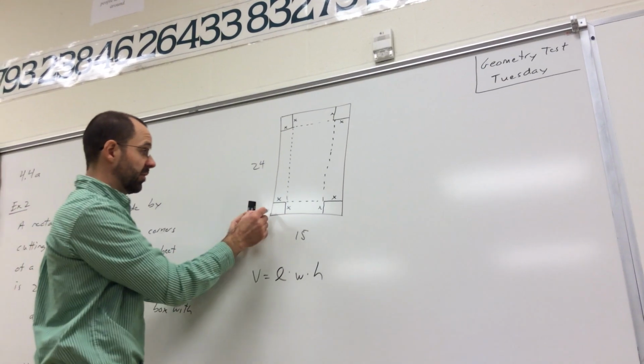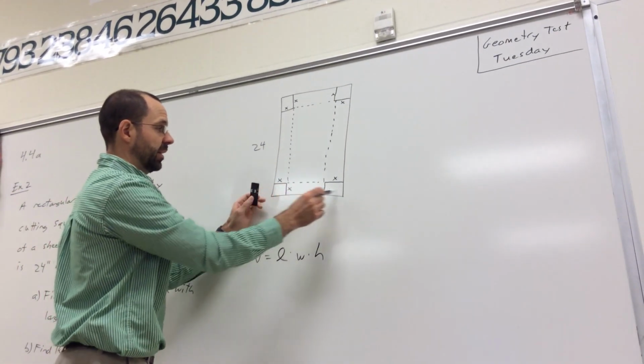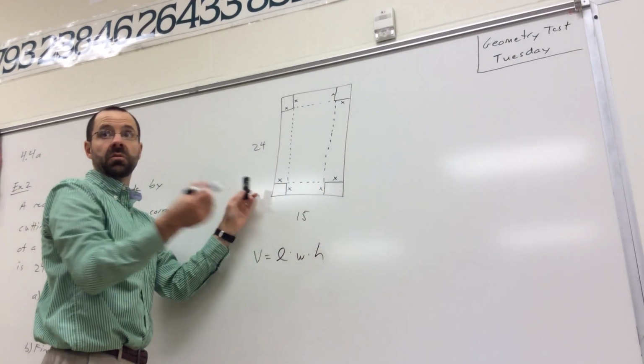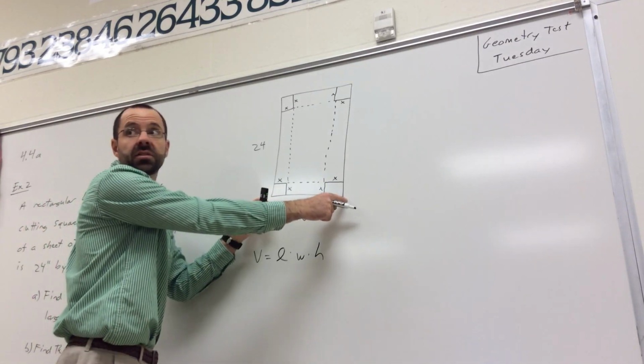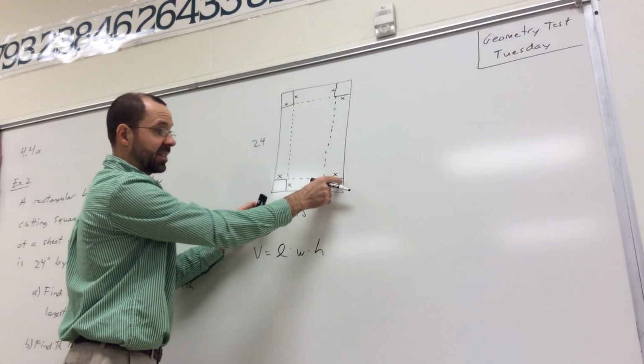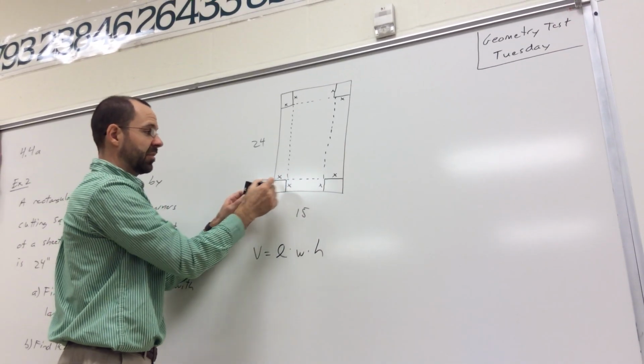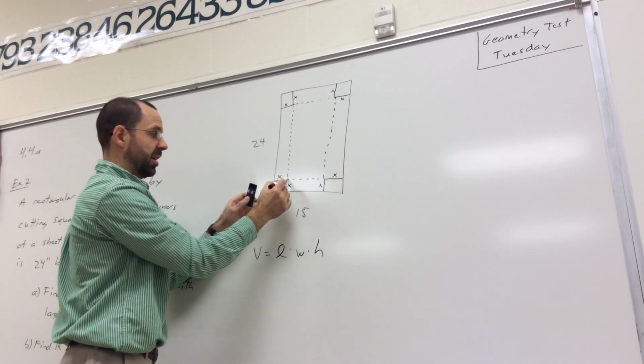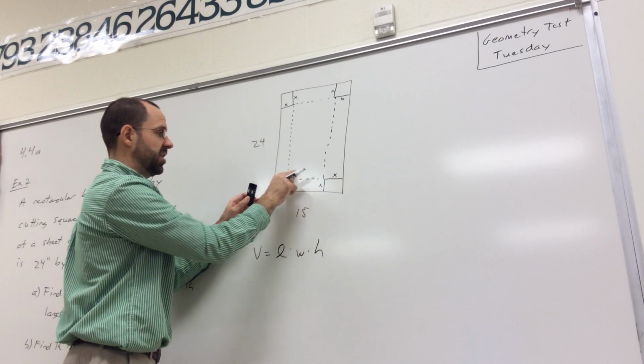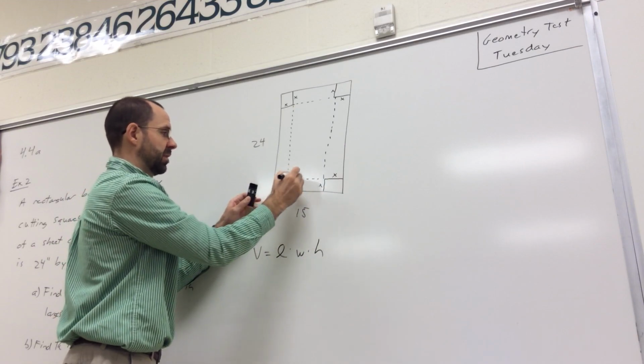Okay, so this side over here used to be 15. The original sheet of cardboard was 15 inches. So I cut out an X on this side, and I cut out an X on this side. So I cut out two X's. So now this length is 15 minus 2x.